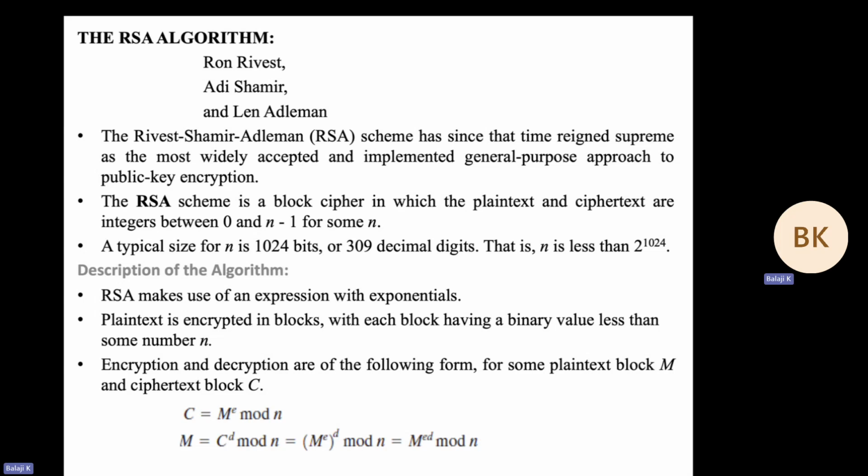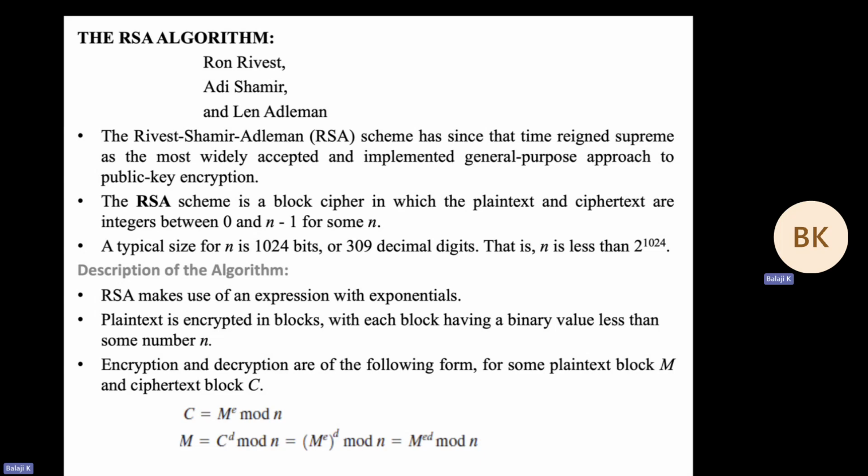Now we will see how this algorithm works. In general, RSA makes use of expressions with exponentials. We will take exponential equations and substitute the values. Plaintext is encrypted in blocks, with each block having a binary value less than some number n. So we will take plaintext in blocks, and those blocks will be used as binary values. Through that, we convert from plaintext to ciphertext and ciphertext to plaintext.